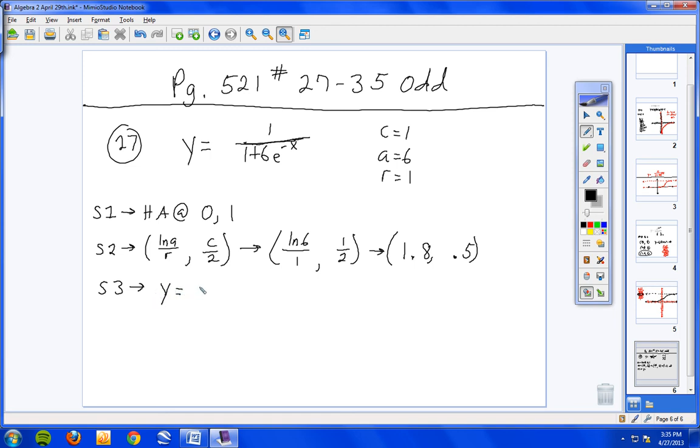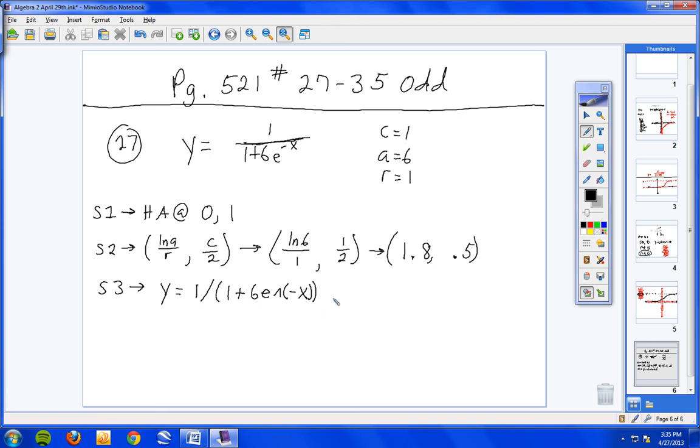Hit y equals. And then you want to type in the numerator, which is 1. So put a 1. And then hit divide. So next you'll see a slash appear. Then put parentheses, because you're going to type this whole expression in for the denominator. Then hit 1 plus 6. And then you should know how to hit that E button. It's the second blue button and the natural log button. When you hit that, an E pops up with an arrow and one part of a parentheses. And then you would type in negative x and then close the parentheses twice. And there you've typed it in.